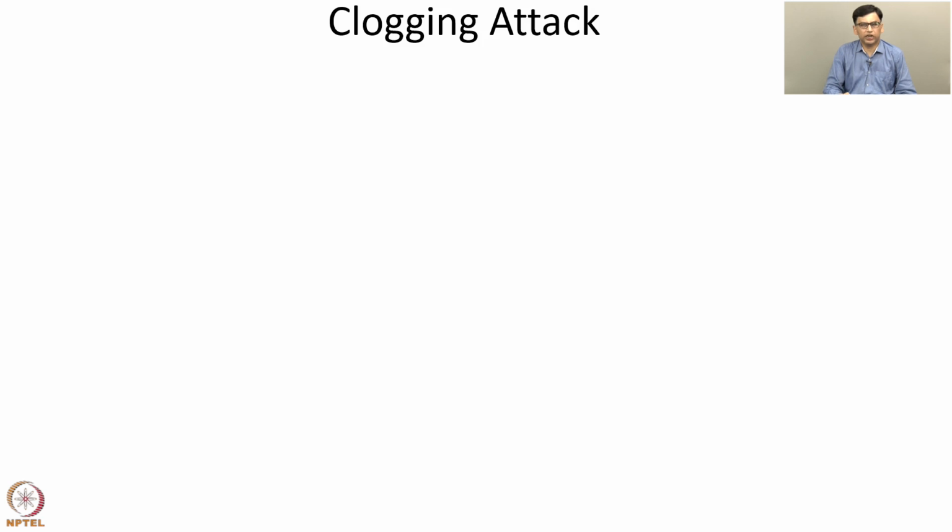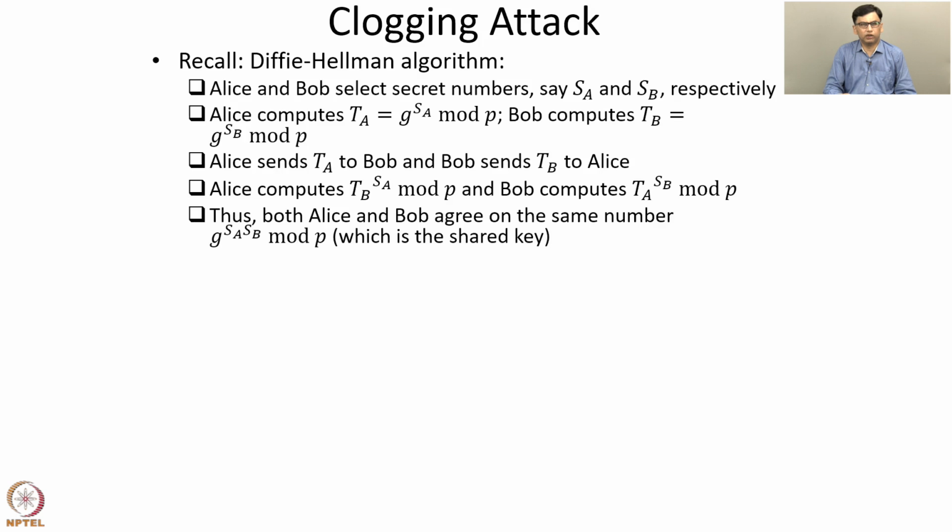Now this internet key exchange protocol is vulnerable to an attack known as the clogging attack. We'll now discuss this attack. So recall the Diffie-Hellman algorithm which we discussed earlier. If Alice and Bob are executing the Diffie-Hellman algorithm, then they first select secret numbers, say SA and SB. Alice selects the secret number SA and Bob selects the secret number SB, and these are known as the private keys of Alice and Bob.